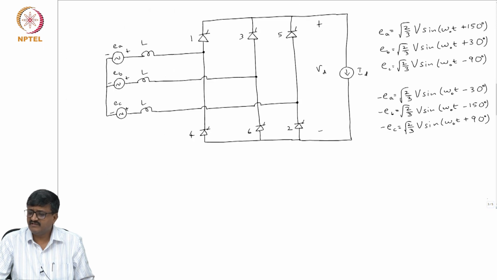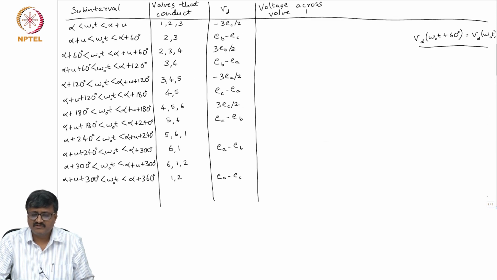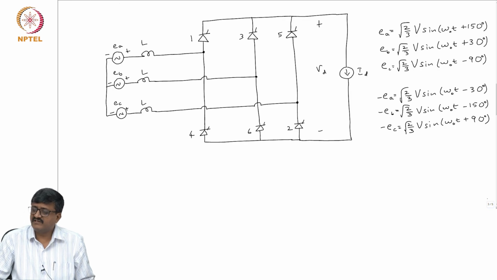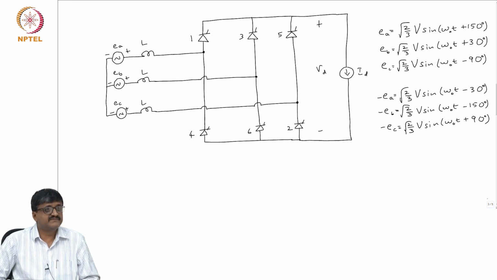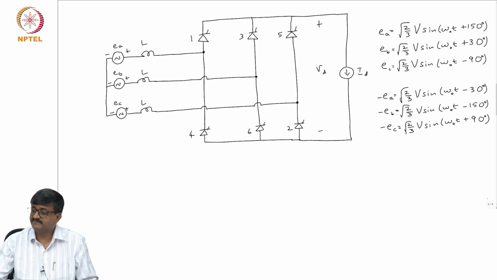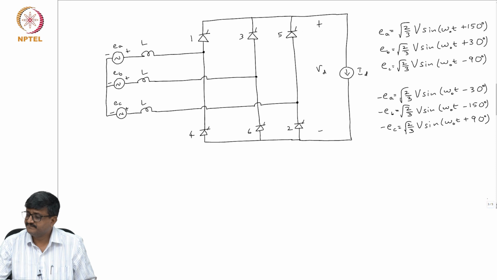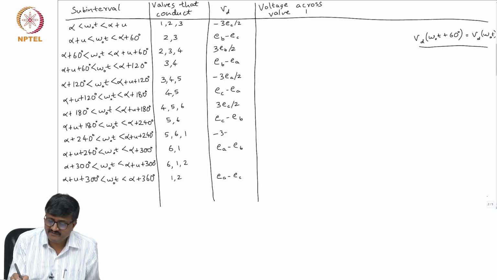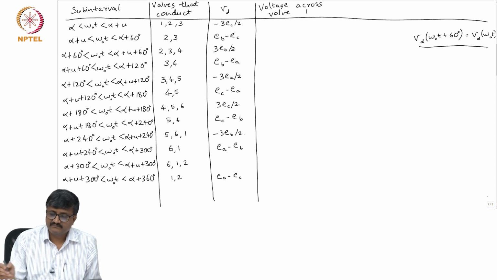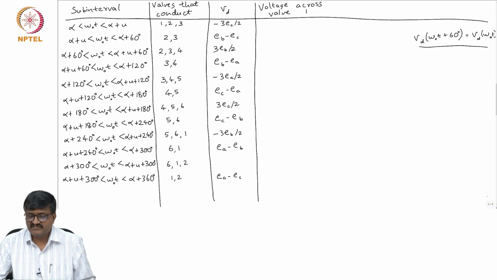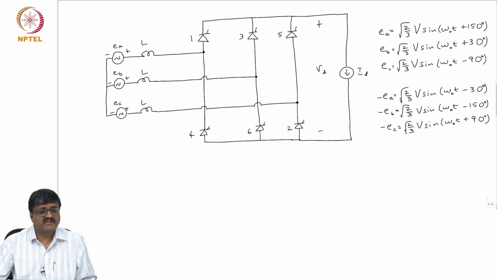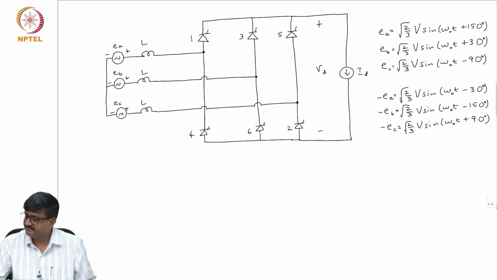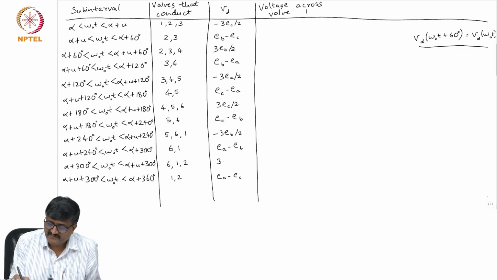So, EC is having a phase angle of minus 90, minus EB. Minus 3 EB by 2. Then we have to next take the waveform which lags minus EB by 60 degrees, which is EA. 3 EA by 2.